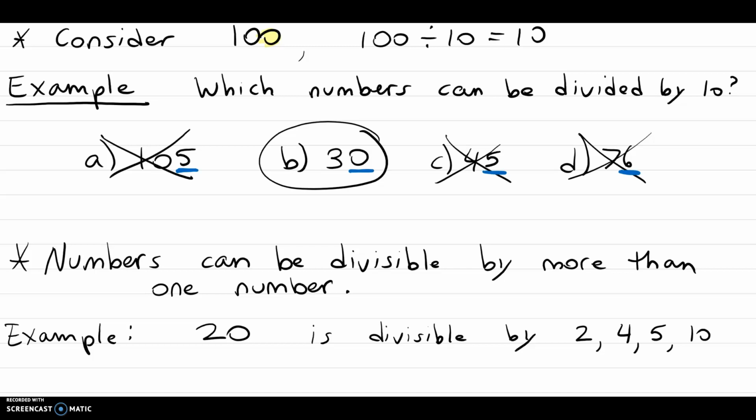Because 20 is an even number, so we can divide it by 2. 20 is a multiple of 4, so we can divide it by 4. It ends in 0, so that means it's divisible by both 5 and 10. So when you're looking at divisibility, sometimes there is more than one number that a number can be divisible by. All right, so now you can finish the rest of the divisibility worksheet, and now you should be looking at the rules for 5 and 10.